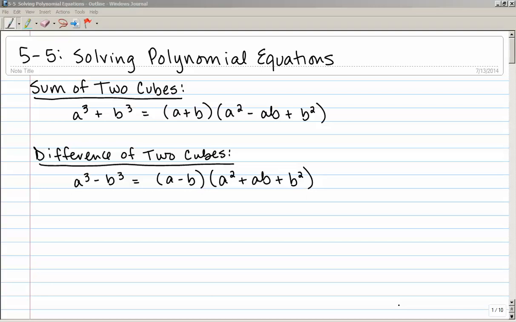Section 5.5 is on solving polynomial equations. So here are two other little formulas you should learn for factoring situations, factoring polynomials.